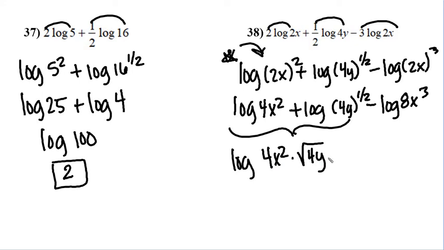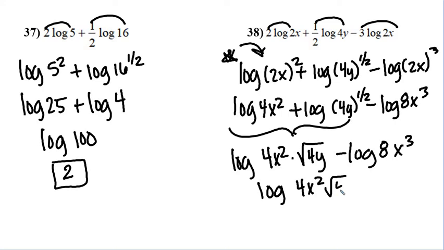There's not a way for me to multiply them. This is trapped under a radical, so there's nothing for me to do here. So I'm going to move forward. I can simplify this radical, and I'll get to that in just a second. Log of 8x cubed. So now I'm going to write this as a quotient. So log 4x squared, square root of 4y, all over 8x cubed.